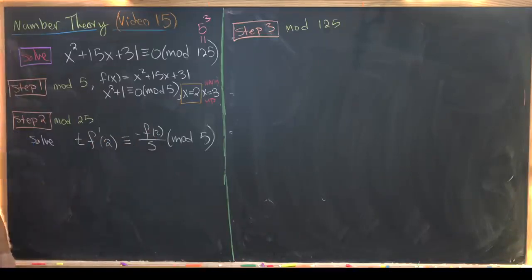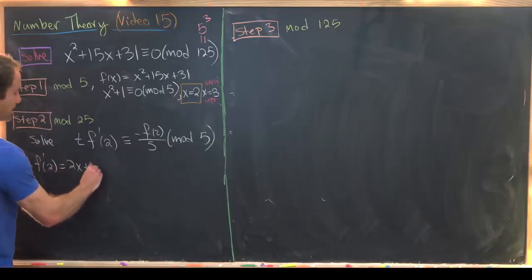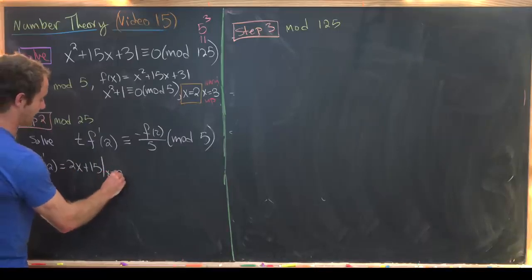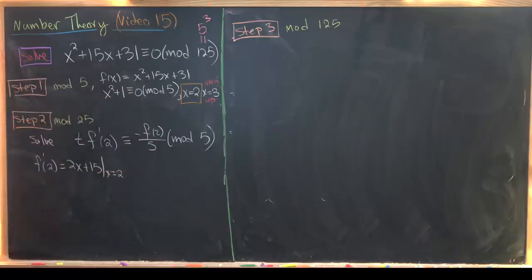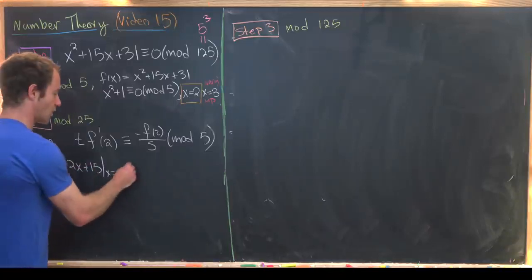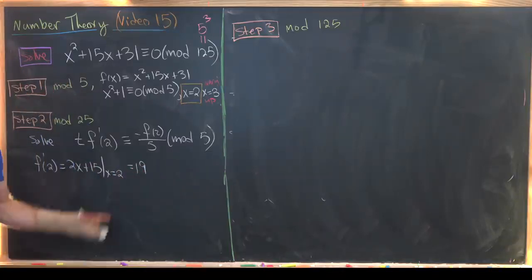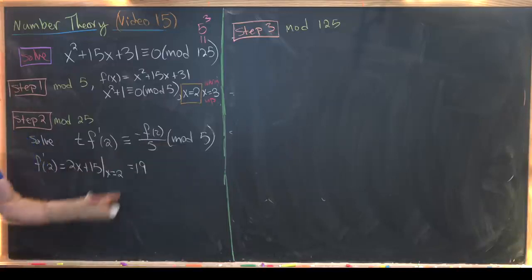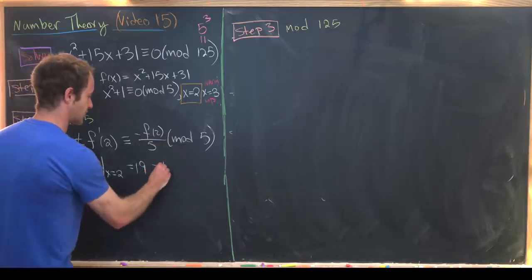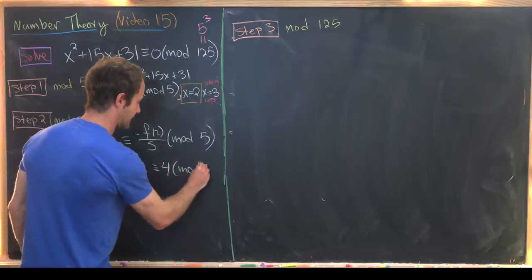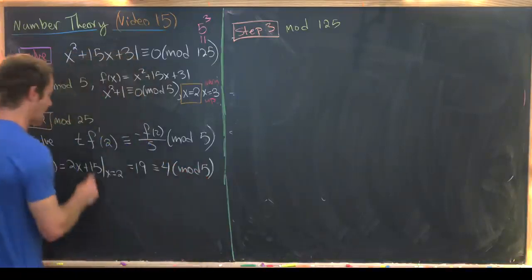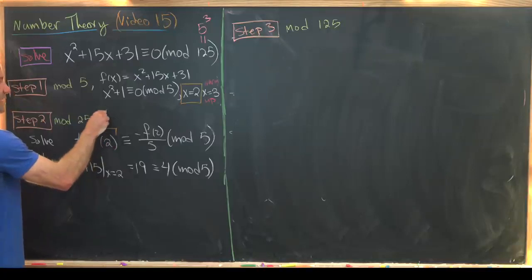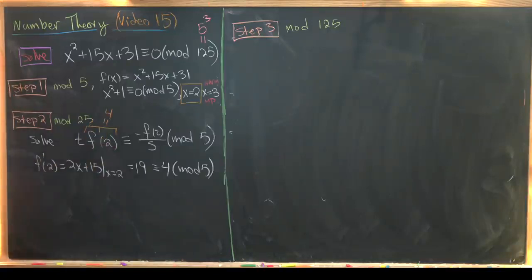2 divided by 5. Okay, so let's notice that f prime evaluated at 2 is going to be the same thing as 2x plus 15 evaluated at x equals 2. We just used the power rule there. So let's see, that's going to give us 4 plus 15, or the number 19. But notice we can reduce that mod 5 because we're working mod 5, so this is congruent to 4 mod 5. So when we get around to it, we can replace this number here with just the number 4.